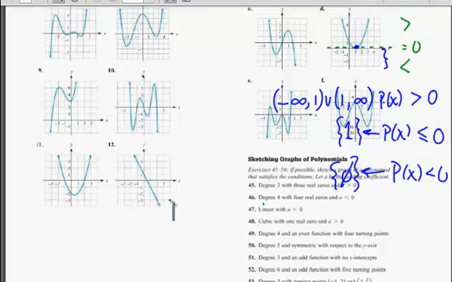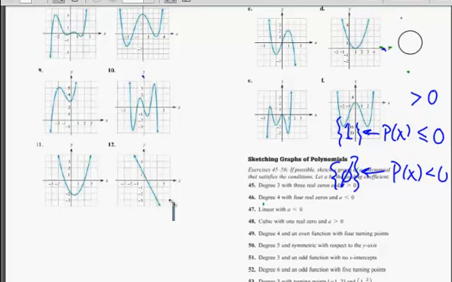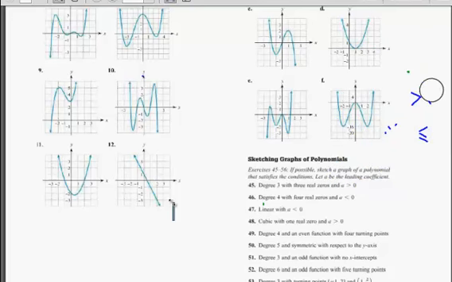Let's do one more. That one's kind of messy, so let's do an easier one. Let's do this one right here, letter E. Again, we're looking at when it crosses the x-axis. This is equal to 0, this is greater than 0, and this is less than 0. Here you are interested in the x-intercepts because that's where it happens.